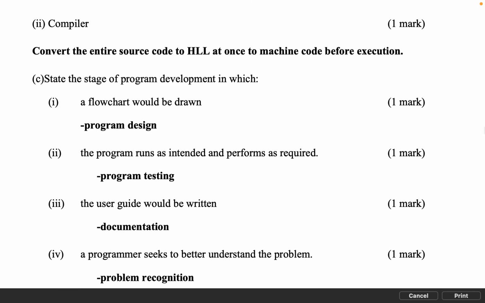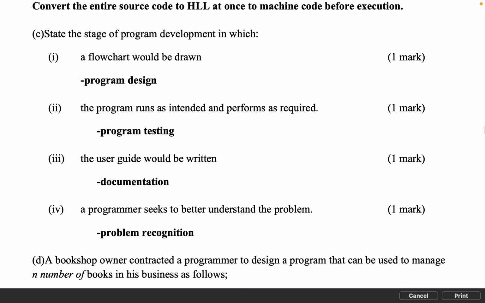C. State the stage of program development in which a flowchart would be drawn, 1 mark. Program design. The program runs as intended and performs as required, 1 mark. Program testing. The user guide would be written, 1 mark. Documentation. A programmer seeks to better understand the problem, 1 mark. Problem recognition.